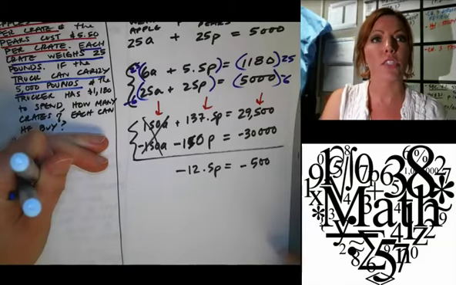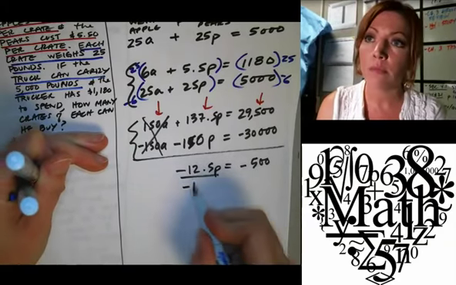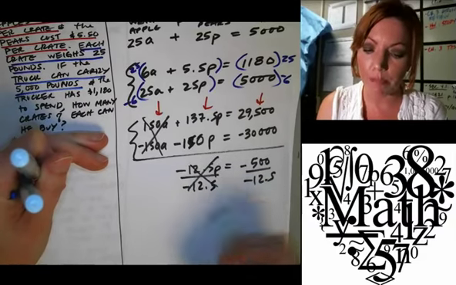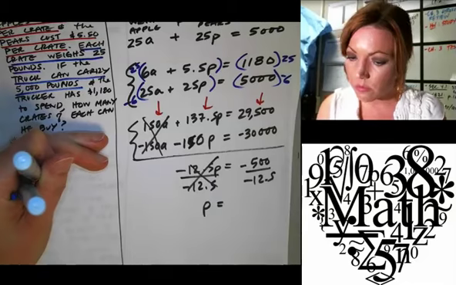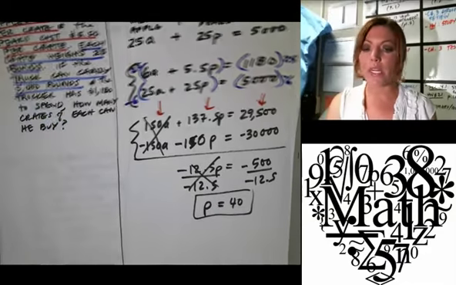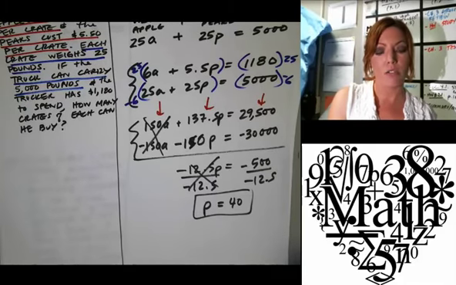Okay, what is the last step in solving this? Divide it. Good. Divide by negative 12.5. So calculators, we get P equals 40. Good. Okay, so we know that we can afford 40 crates of pears, both in cost and weight.